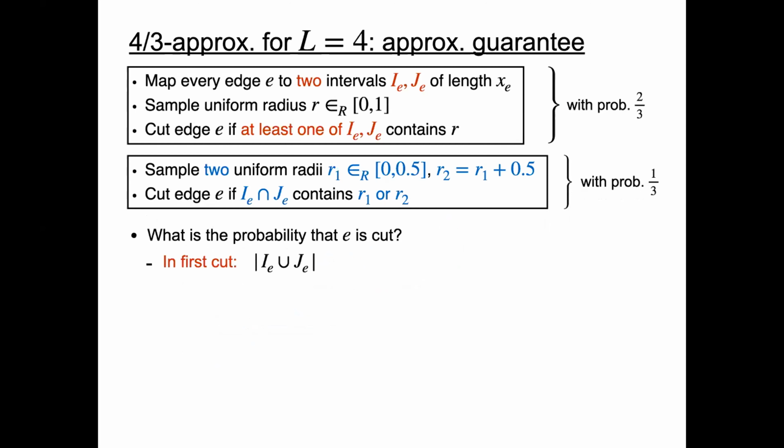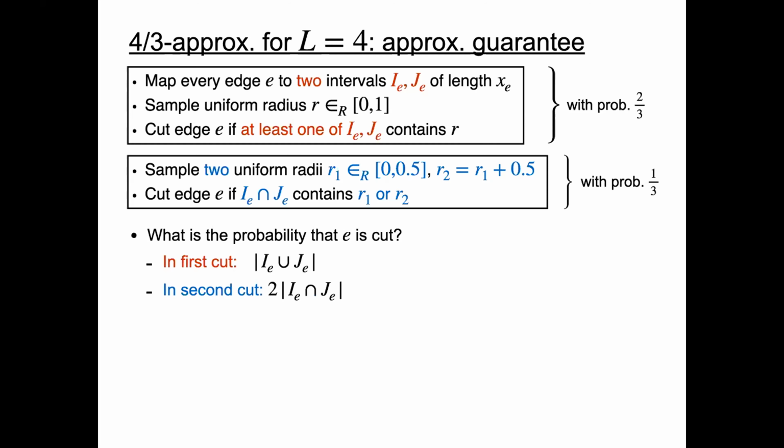So it's the probability, if we return this first cut, of cutting E is exactly the length of this union. And the interesting region in the second cut is the intersection of the two intervals, but then this intersection needs to be hit by radii which are sampled uniformly within intervals of length half. So rather than the probability being the length of the intersection, it's twice the length of the intersection.